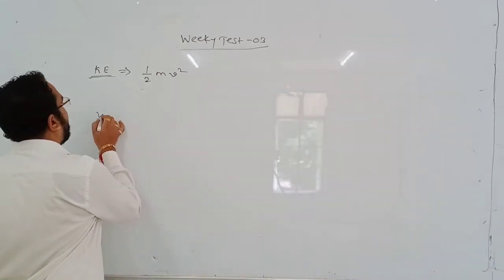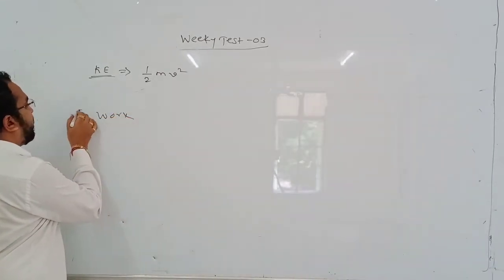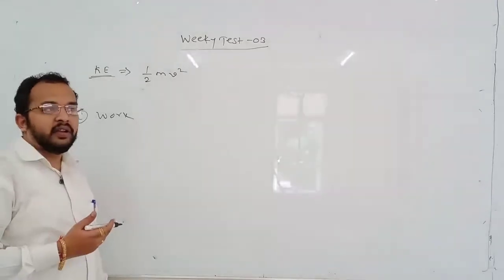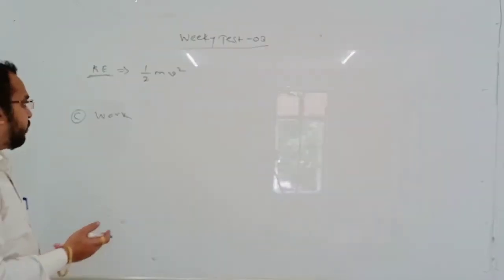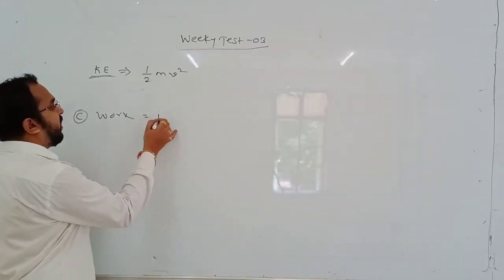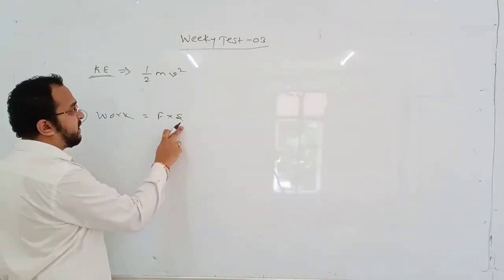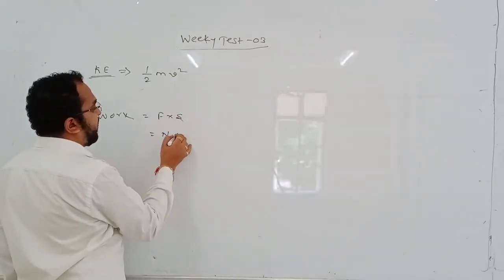Okay. And what is work? Directly I will take option number C. Option C is work. You can check all the options. I will check for the correct answer, that is option number C. Work. Work is force into distance, force into displacement. The symbol is S. That is Newton meter.